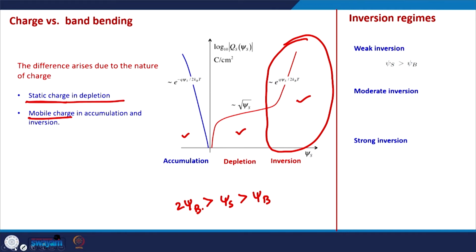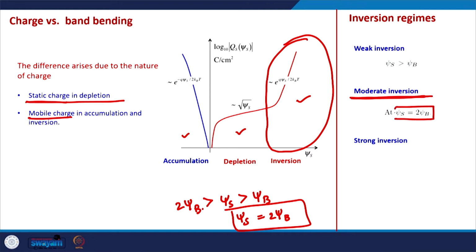The moderate inversion happens when psi s is equal to twice psi b. So this is known as the moderate inversion, and this is also the defining point for the threshold voltage, because the voltage at which psi s becomes 2 psi b is defined as the threshold voltage. So the gate voltage at which psi s becomes equal to 2 psi b is known as the threshold voltage.